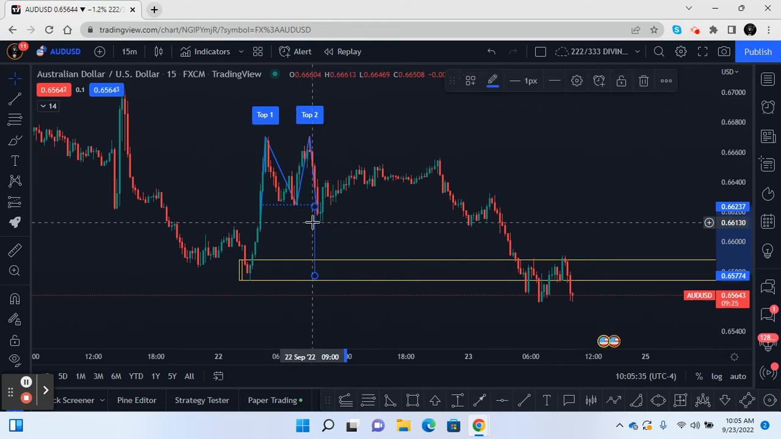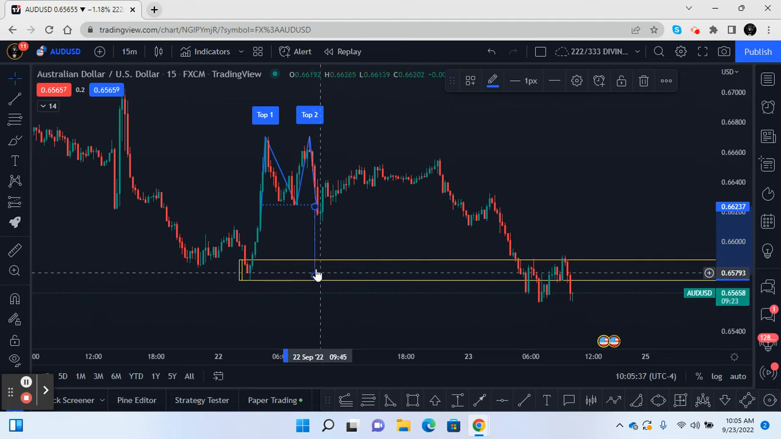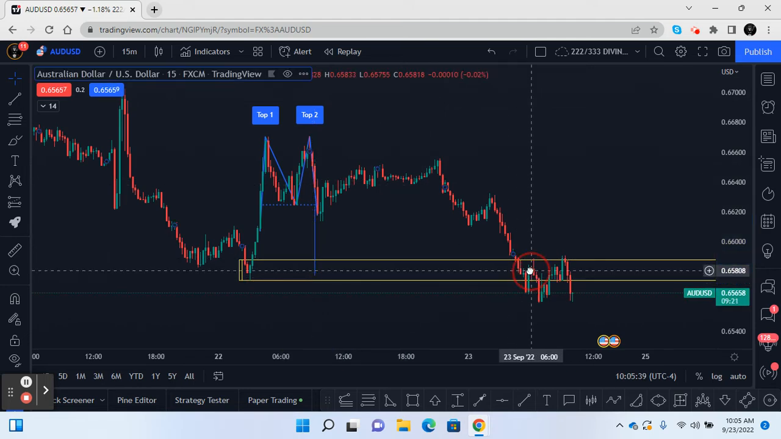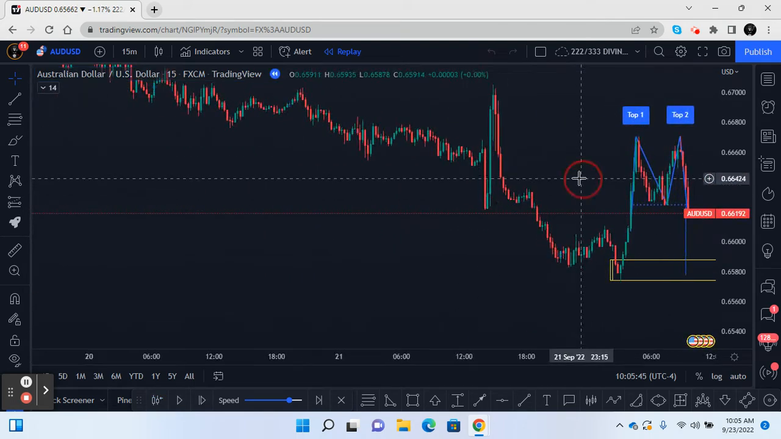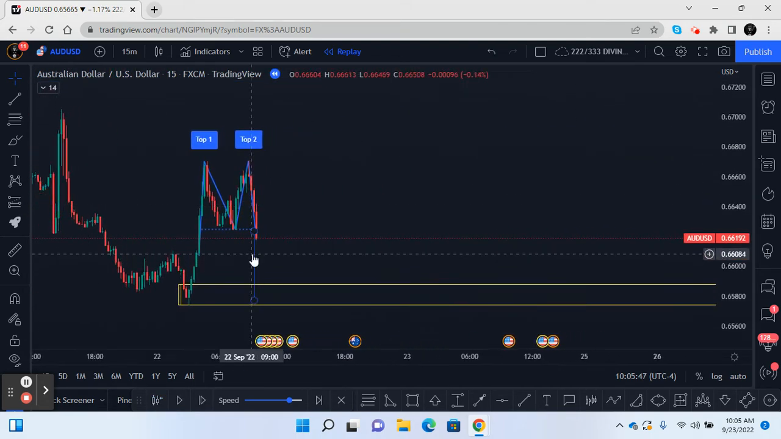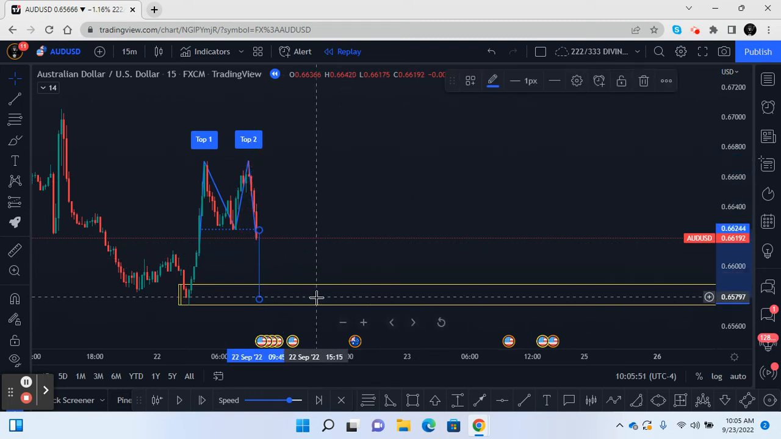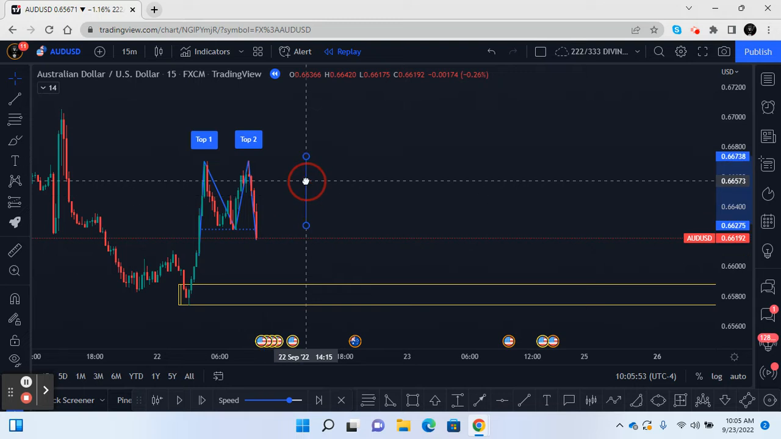you're going to measure from the top to the neck, and this is how you get your target. And voila, target's hit. If you want to see what that looks like beforehand, what do we do? We took this measurement and put it down right here. This is our target. We've got confluence in there too.